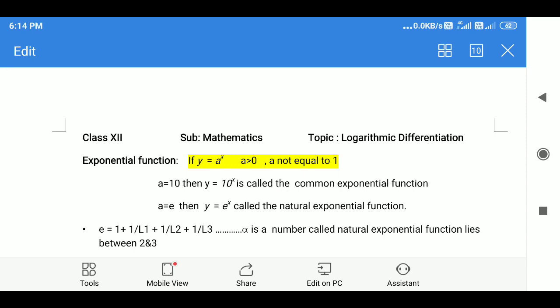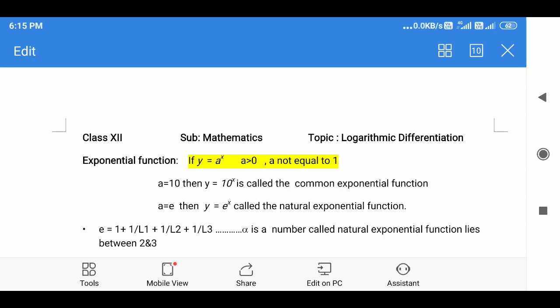Exponential function: if any number is written as the exponent of another number, if y is equal to a power x, where a is a real number which is greater than 0 but not equal to 1, and x is the variable, then y is equal to a power x is called an exponential function. Here a is a real number and x is the variable, but the condition is a is greater than 0, not equal to 1.